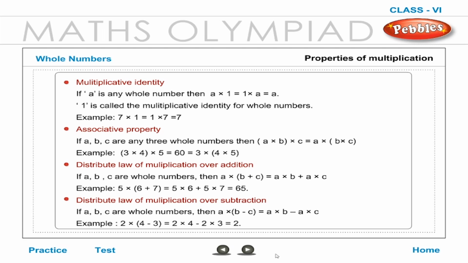Distributive law of multiplication over addition. If a, b, c are whole numbers, then a into (b plus c) is equal to a into b plus a into c. Example, 5 into (6 plus 7) is equal to 5 into 6 plus 5 into 7 is equal to 65. Distributive law of multiplication over subtraction. If a, b, c are whole numbers, then a into (b minus c) is equal to a into b minus a into c. Example, 2 into (4 minus 3) is equal to 2 into 4 minus 2 into 3 is equal to 2.